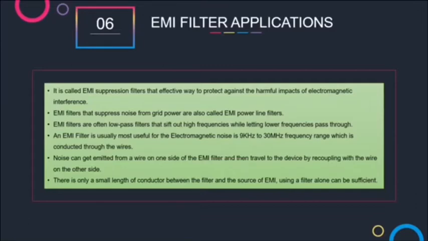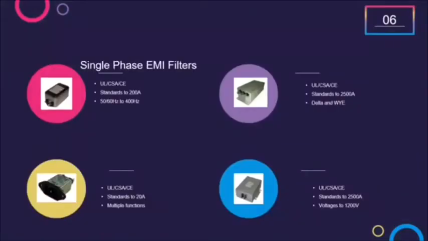Noise can get emitted from a wire on one side of the EMI filter and then travel to the device by recoupling with the wire on the other side. If there is only a small length of conductor between the filter and the source of EMI, using a filter alone can be sufficient.